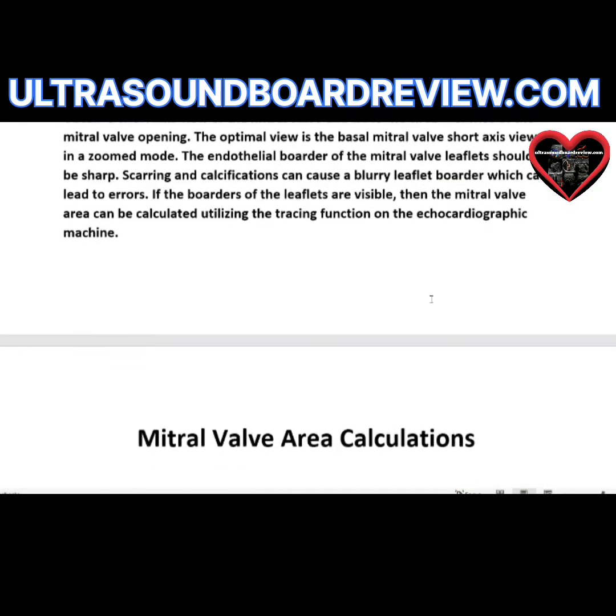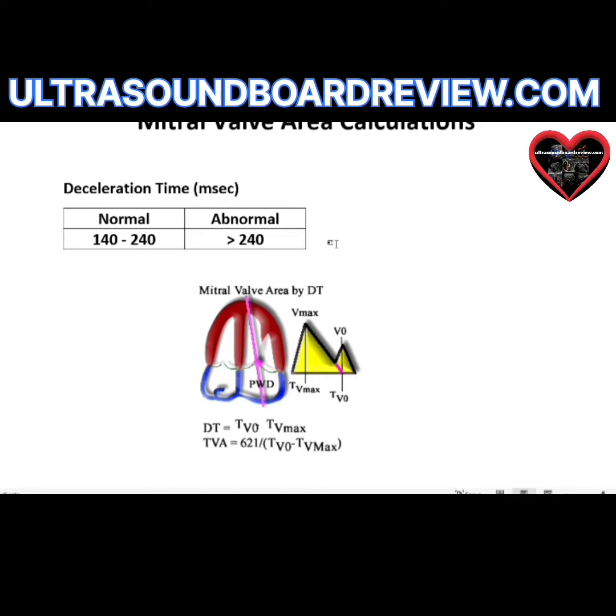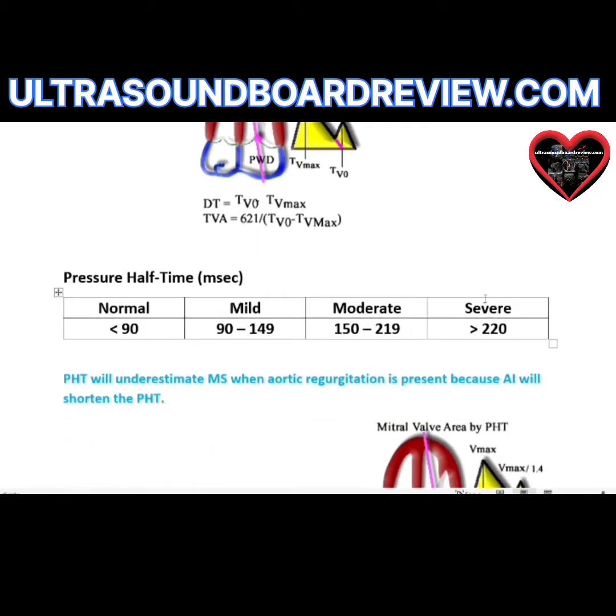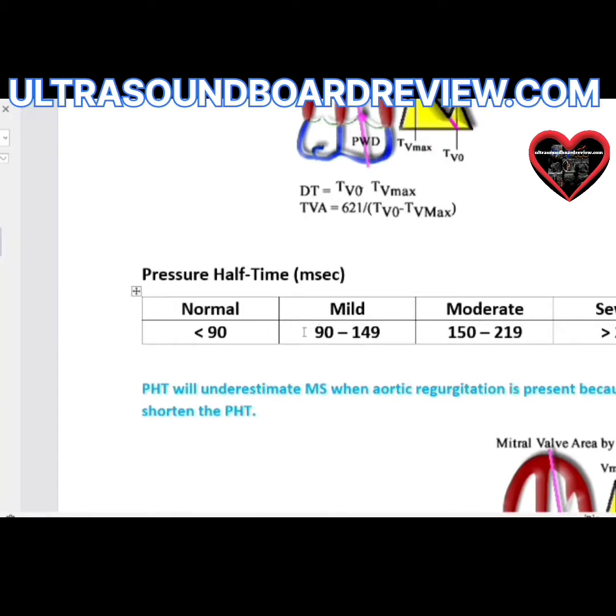The most accurate way would be to run your continuous wave Doppler through the mitral valve. You would measure the VTI above the baseline. You would get your decel time, and you would compare it to your chart here.